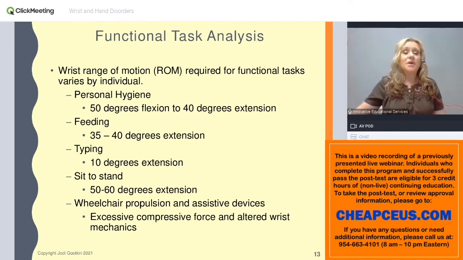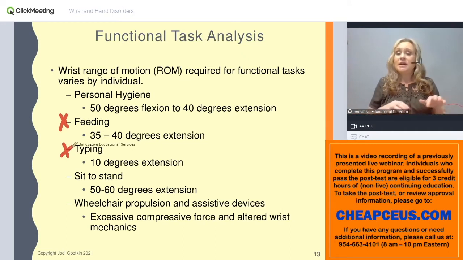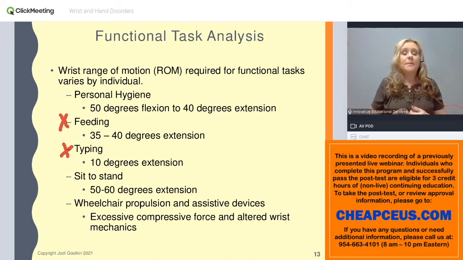Feeding is another great example of that. When someone's eating, are they utilizing a fork and knife? Are they utilizing chopsticks? Maybe they're eating with their hands. Also consider typing. Are they typing on a full keyboard? Are they typing on their phone, so it's more the thumb? We want to consider all of this.